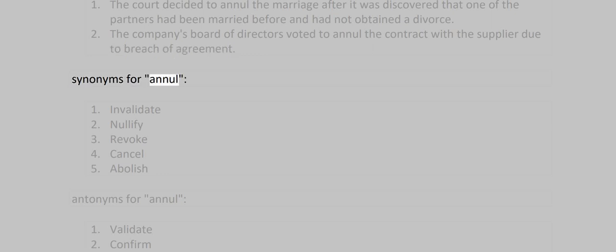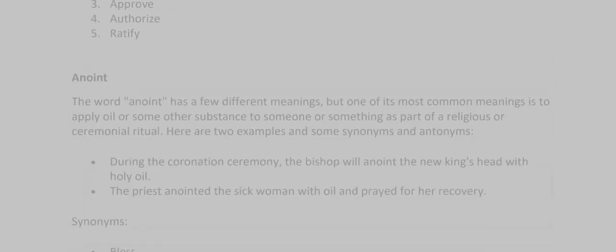Synonyms for annul. 1. Invalidate. 2. Nullify. 3. Revoke. 4. Cancel. 5. Abolish. Antonyms for annul. 1. Validate. 2. Confirm. 3. Approve. 4. Authorize. 5. Ratify.